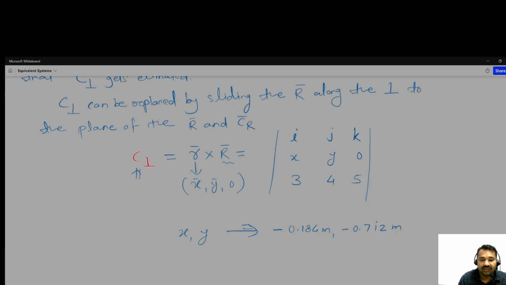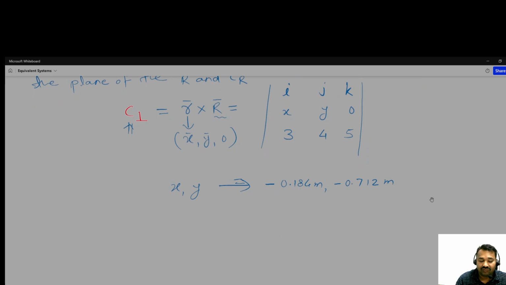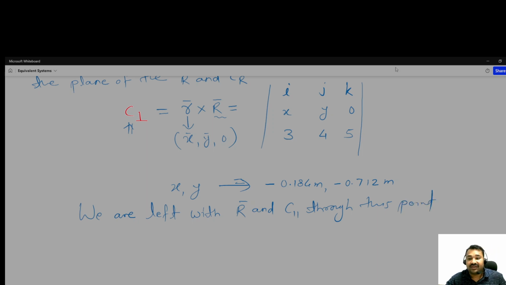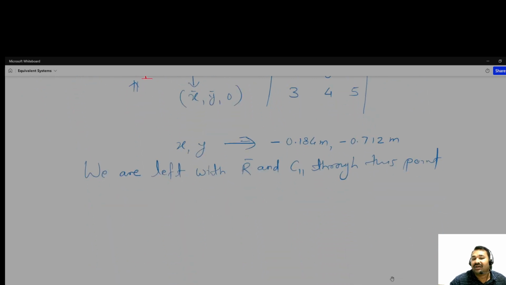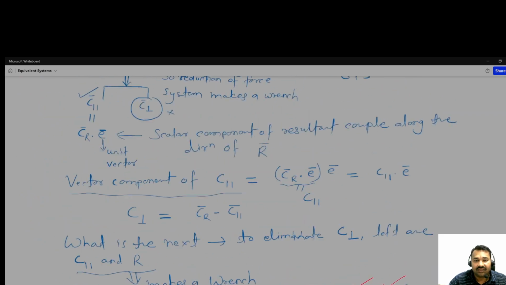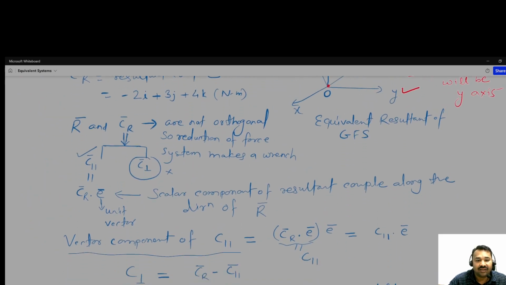So in this way, we are left with the resultant and C parallel through this point. Okay, so let us solve. These are the procedures I have told, but ultimately we need to solve. But how to solve, and what things are related to each other? So these are described.